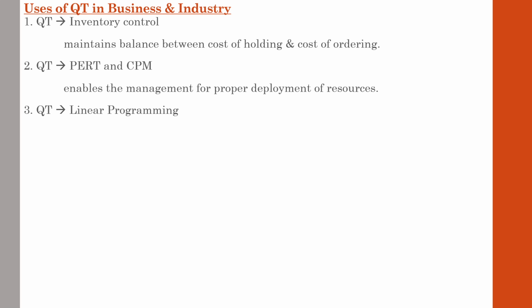Next one, QT and linear programming. We have discussed linear programming previously. The quantitative technique of linear programming is used for optimal allocation of scarce resources in the problem of scheduling product mix. Earlier we have discussed the same area. The main usage of linear programming is the optimal allocation of scarce resources. How to identify the resources and how the resources can be allocated. Linear programming is the best solution for the business in taking decisions regarding allocation of scarce resources.